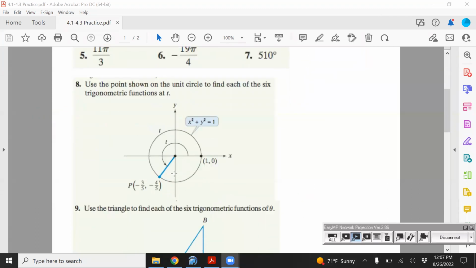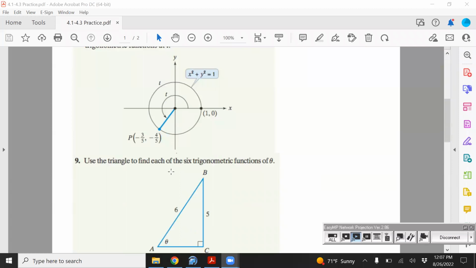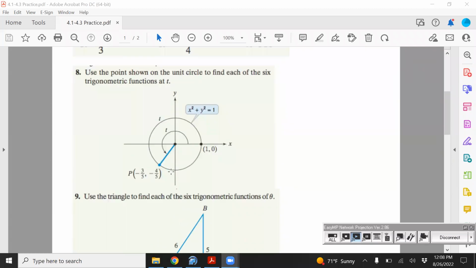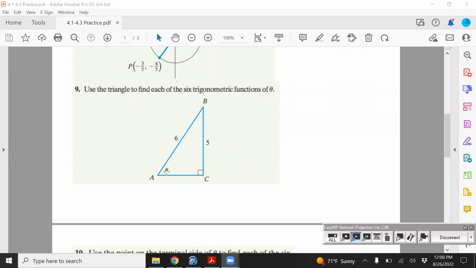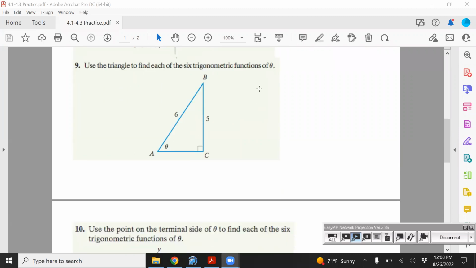Okay, number 8. I said to skip number 8. We're going to talk about that next week. Okay, number 9 you could do. Now there's a problem with number 9 on the check-in.